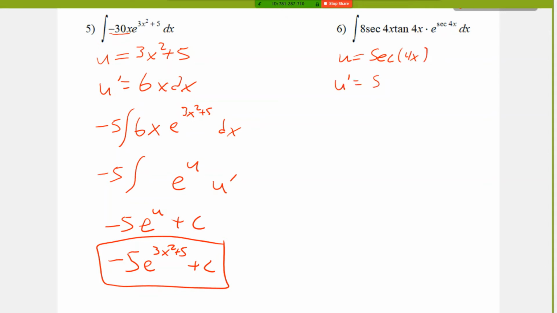Secant 4x. What did I forget? Secant of 4x.